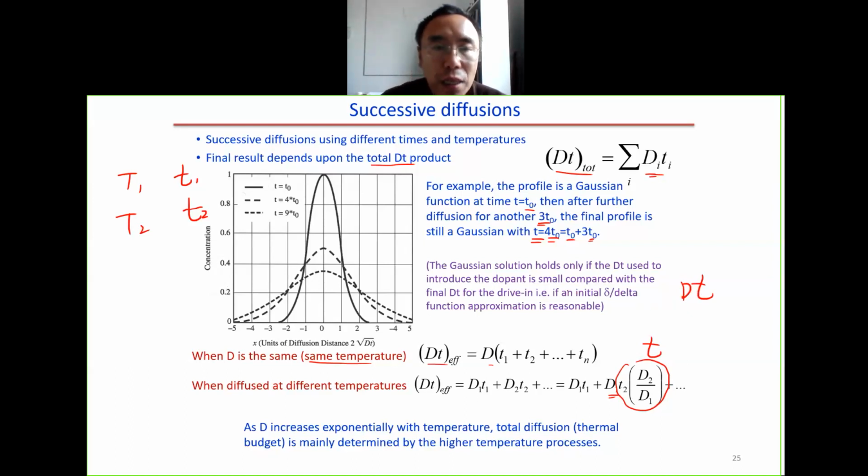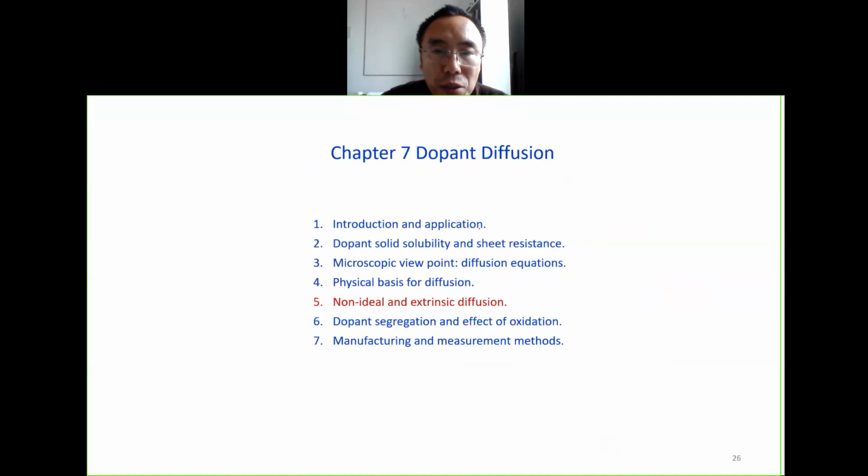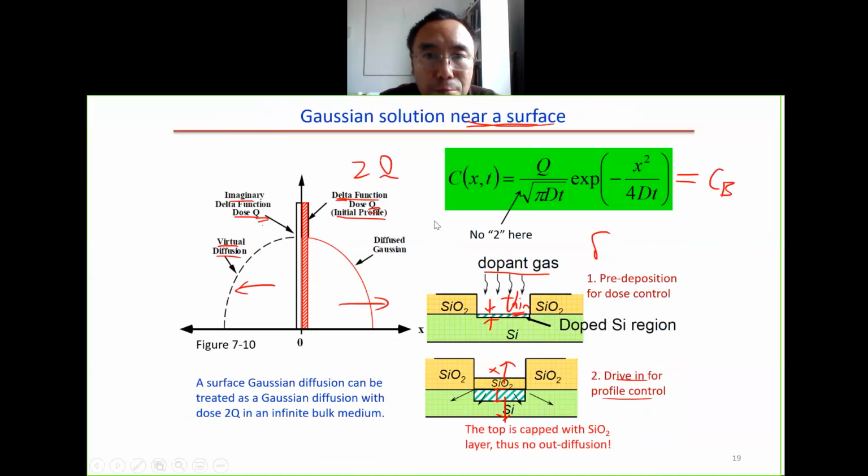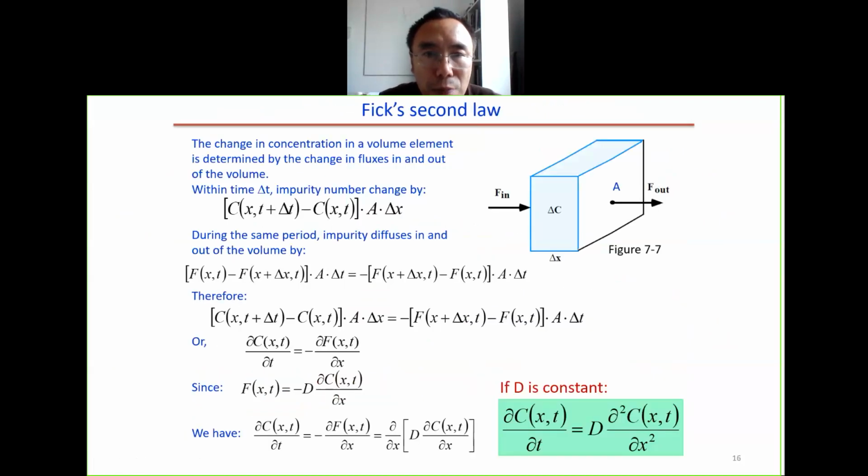Now we finish the few cases that can be solved for the diffusion equation. Now we'll look at some special topics. The first one is the non-ideal and extrinsic diffusion. We know that Fick's law is only valid for diffusion under special conditions. For example, when the doping is higher than ni, then we have the electrical field effect. Then the Gaussian solution we saw before will no longer be valid, as we see here at the beginning.